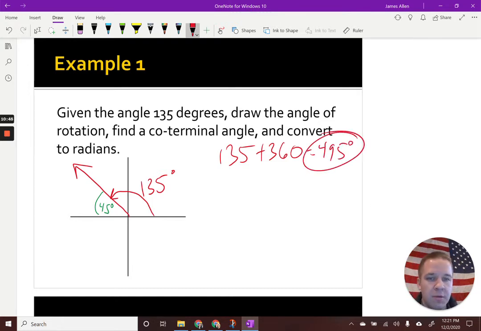Boom. There we go. That's a coterminal angle. It didn't say that I had to be between anything. It didn't give me any restrictions there, so dealer's choice. And the last thing, convert to radians.